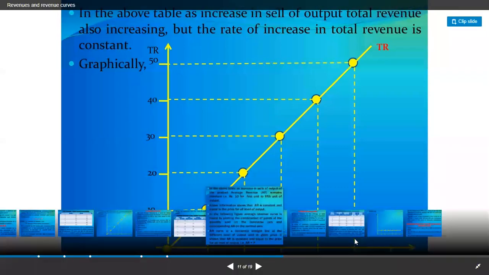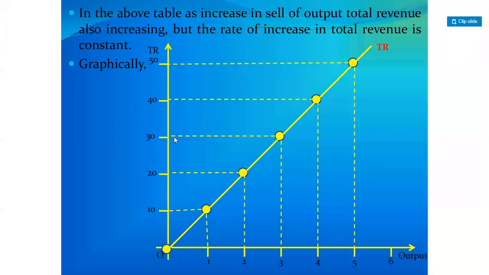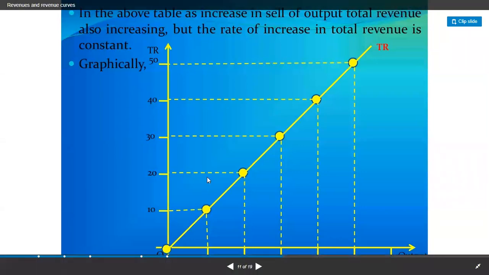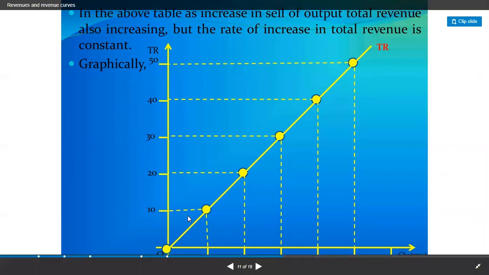Here we will show it in the next figure. What happens? The TR totally increases at a constant rate, meaning you can see the gap is constant. It will increase as a straight line. Due to this reason, the TR curve is a positively sloped straight line, and TR is zero at the zero level of output, so the TR curve starts from the origin.